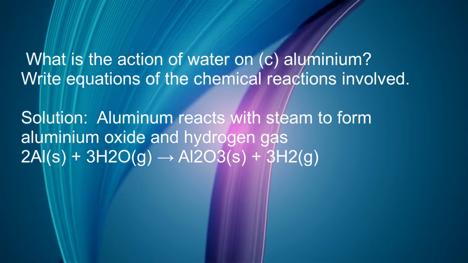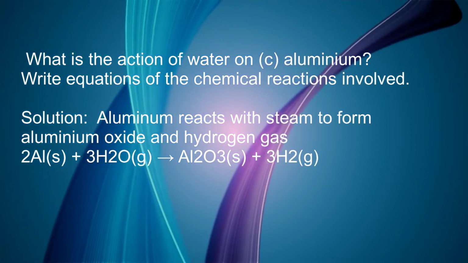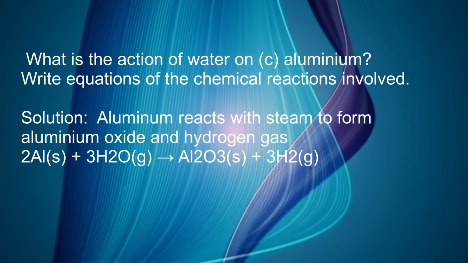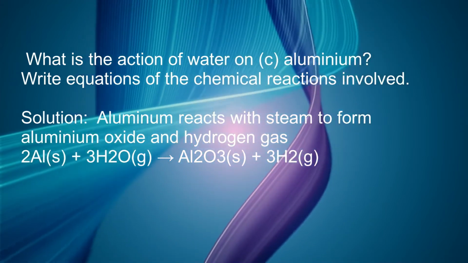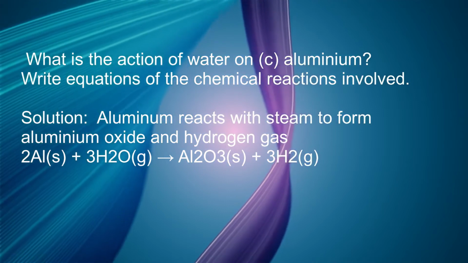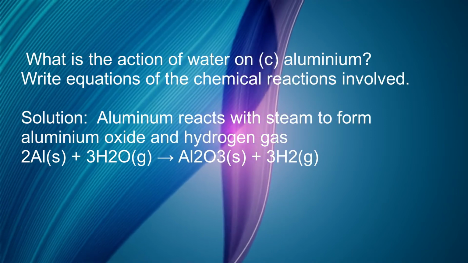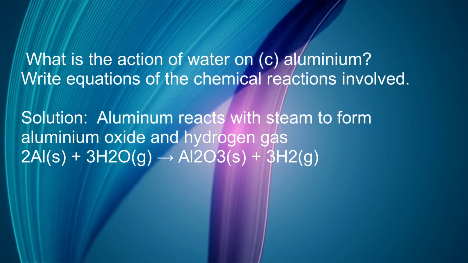Solution: C. Aluminium reacts with steam to form aluminium oxide and hydrogen gas. 2Al (aluminium, solid) plus 3H2O (steam or water vapor) gives Al2O3 (aluminium oxide, solid) plus 3H2 (hydrogen gas).